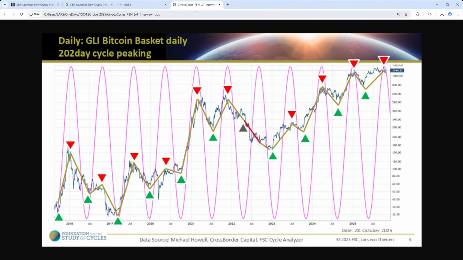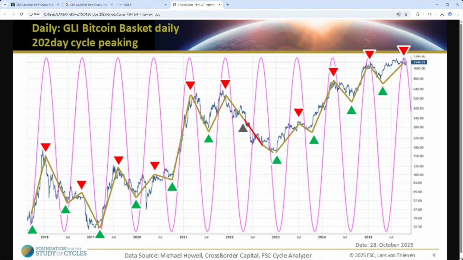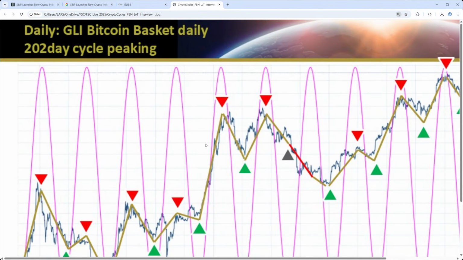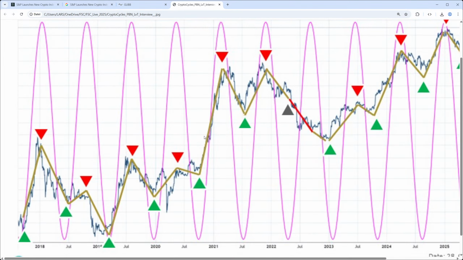And this is the zigzag chart here, a little bit zoomed in. Let me just zoom in a little bit here to show you that picture. So here we see the 200-day cycle, as I've just shown to you on the analyzer, which is shown here at this purple cycle. And in this golden brown zigzag line, I have now just connected the ups and downs of the Bitcoin basket price index at those points in time when the cycle either tops or bottoms.